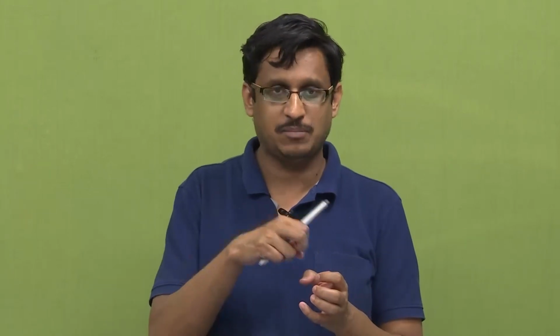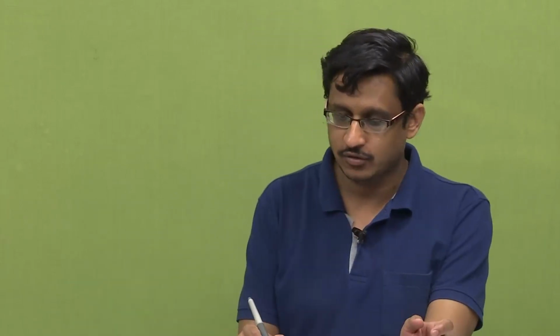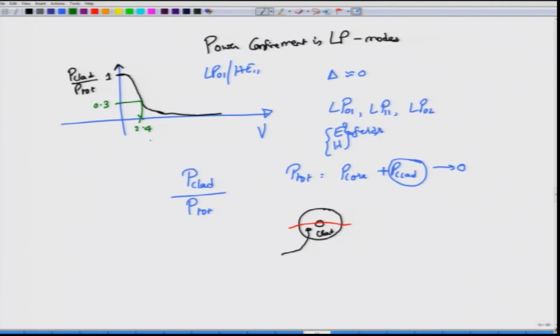But operating at a larger value of V also means that you are potentially exciting many other higher order modes, and that is not a very good idea, because those higher order modes will start eating away the power and they are going to contribute to intermodal dispersion. So, at 2.4, which is very close to the cutoff value, there is just about 30% of the power in the cladding. Any attempt to reduce this would only mean that you are exciting more modes, because you would have to go to larger values of V.